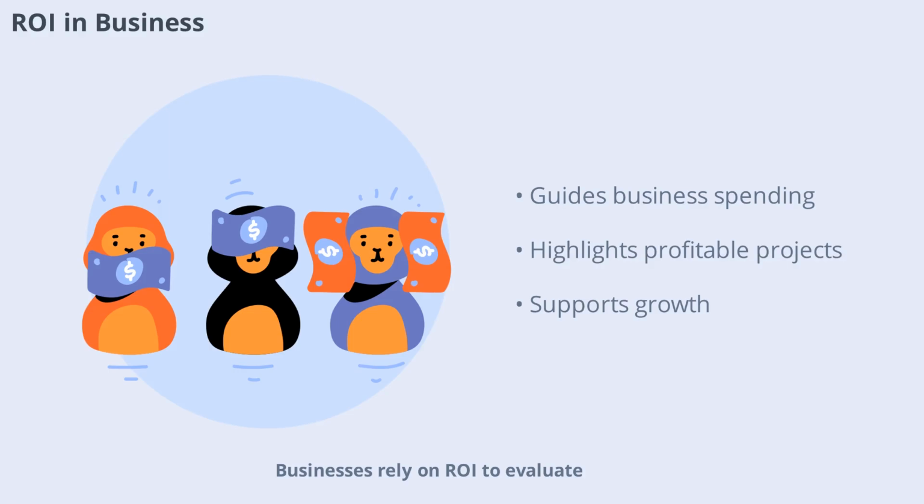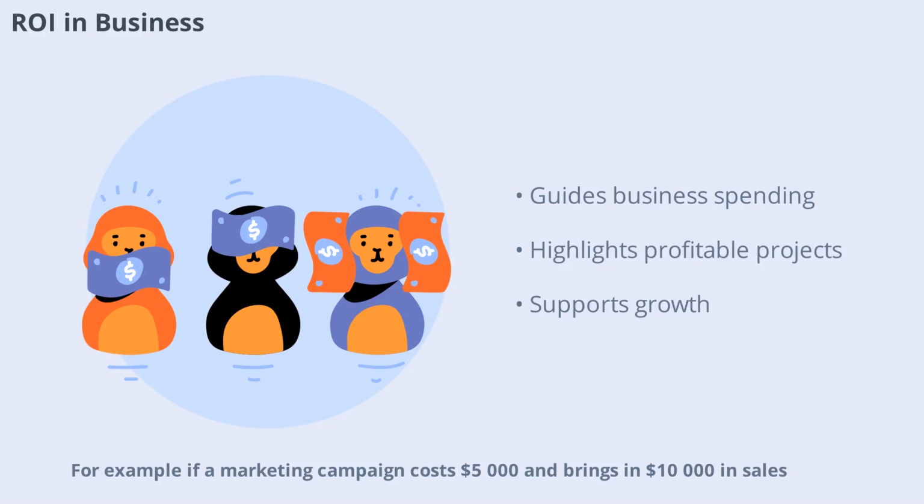Businesses rely on ROI to evaluate everything from marketing campaigns to equipment purchases. By tracking ROI, companies can see which projects deliver the most profit and which ones need improvement. This helps allocate budgets more effectively and drives better results. For example, if a marketing campaign costs $5,000 and brings in $10,000 in sales, the ROI is 100%. Such insights are crucial for long-term growth and sustainability.